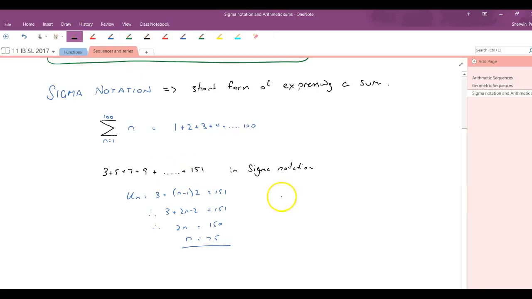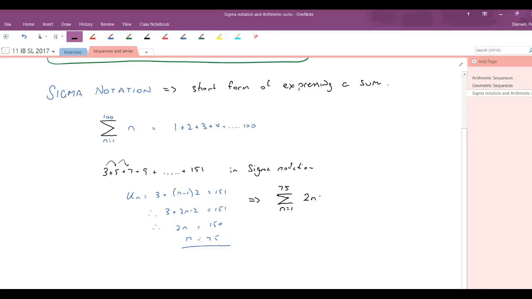So in sigma notation, we're going to go from n equals 1 to 75, because there are 75 terms, and now I want an expression here that's going to pick up each of these terms. Now, if my common difference is 2, which it is, then it's a 2n linear expression.